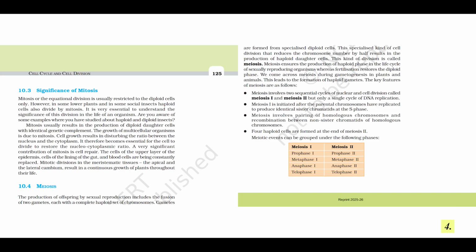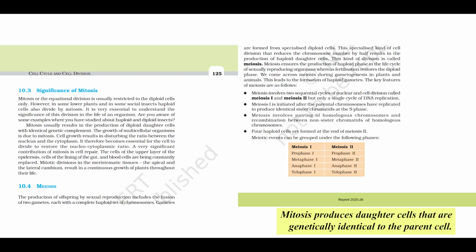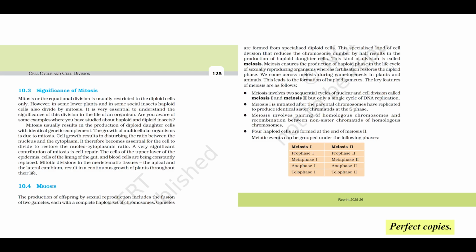Exactly. 4. Continuous growth in plants. In plants, specific regions called meristems, at the tips (apical) and sides (lateral cambium), undergo continuous mitosis throughout the plant's life, allowing them to grow much longer and thicker than most animals can. Meristems, right. And finally, 5. Genetic identity. Mitosis produces daughter cells that are genetically identical to the parent cell. Same chromosome number, same genes. This ensures genetic stability during growth and repair. Perfect copies. Growth, balance, repair, plant growth, and identical copies.